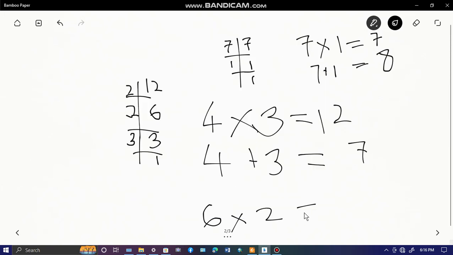6 times 2 will give you 12, not 8. Then if you look at 6 plus 2, it will give you 8. So what these examples are trying to do is to give you a practice.